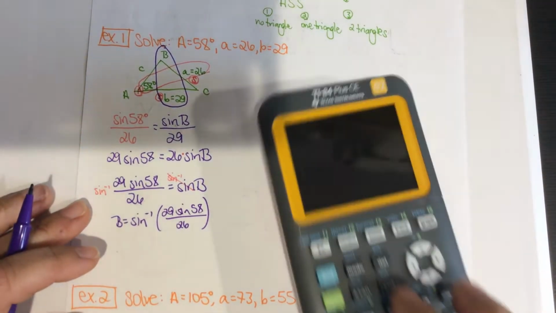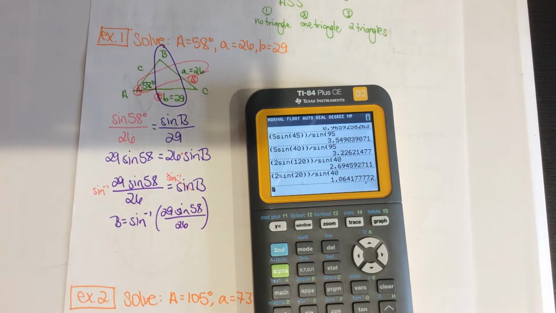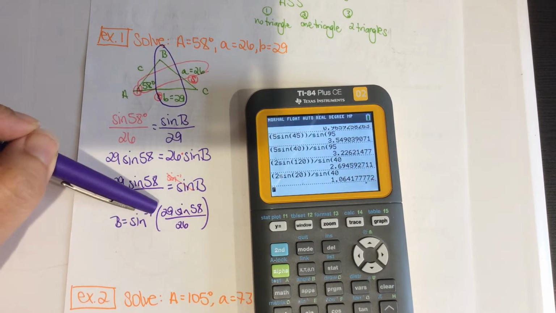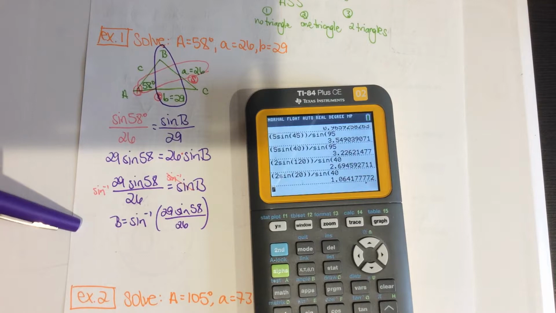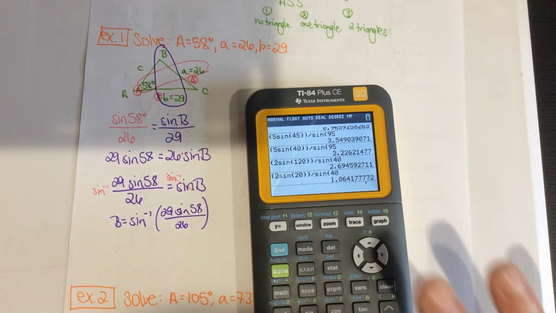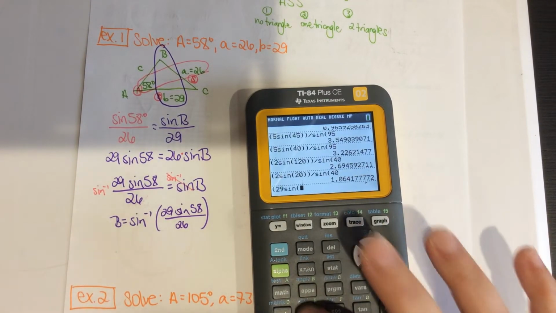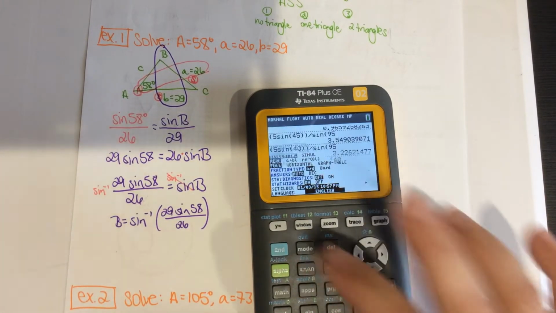Okay, so I'm going to take out my calculator. Hopefully I don't have a weird glare. Oh, good. I don't have a weird glare like last time. I'm going to do the inside of the parentheses first. I could do it all, but I want to show you something that's going to come up with one of the three cases. So I'm going to go 29 sine of 58. Let me make sure I'm still in degree mode. Yep.